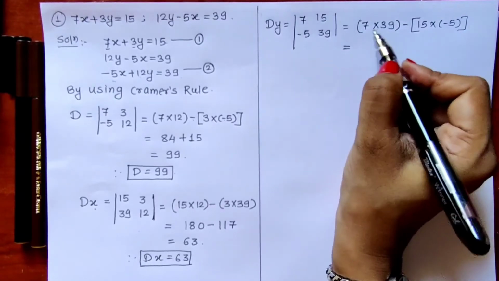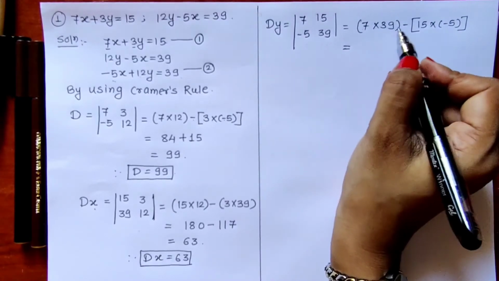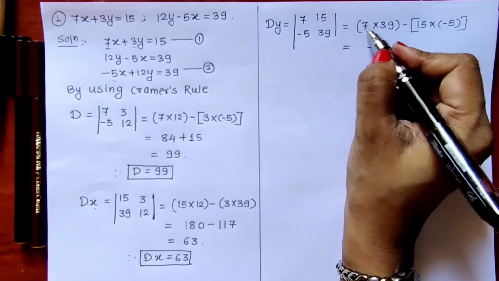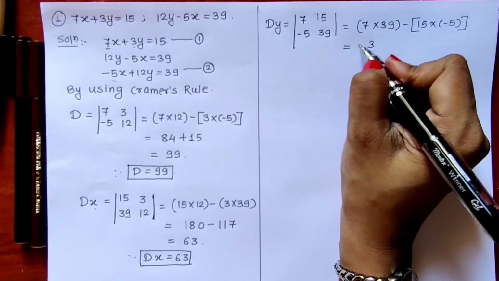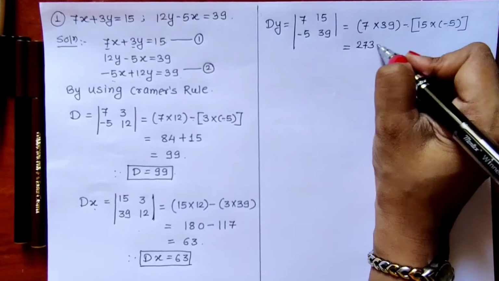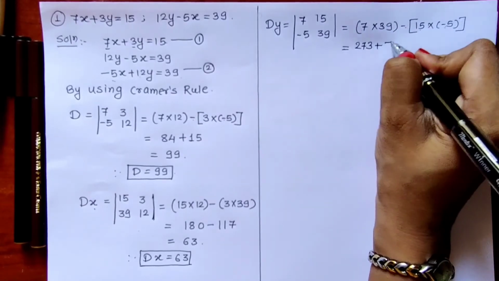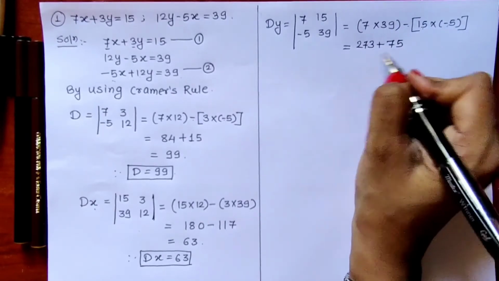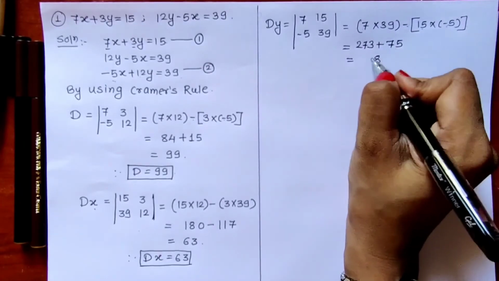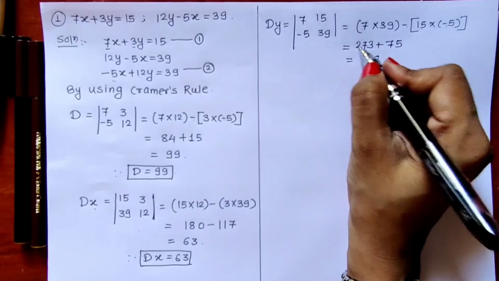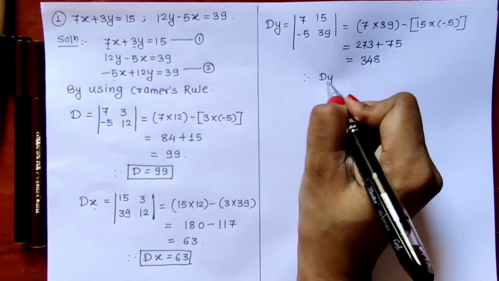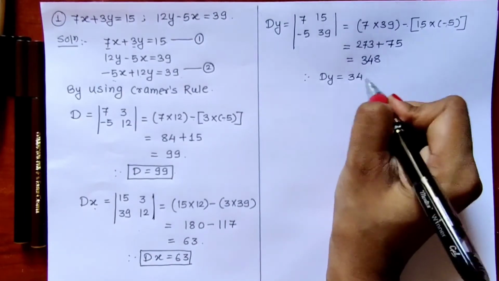7 into 39 multiply. 9 7s are 63, 3 written, 6 carrying. 7 3s are 21, 21 plus 6 is 27. Okay. Minus minus plus. 15 5s are 75. 273 plus 75: 3 plus 5 is 8, 7 plus 7 is 14, 4 written, 1 carrying, 2 plus 1 is 3. 348. So Dy is equal to 348 we are getting.